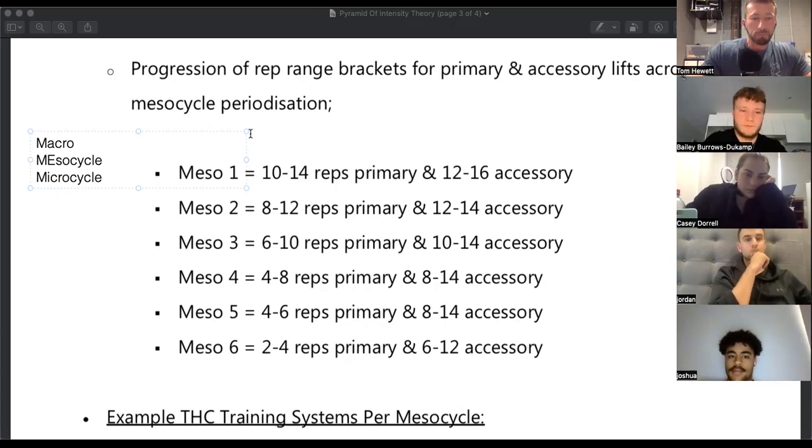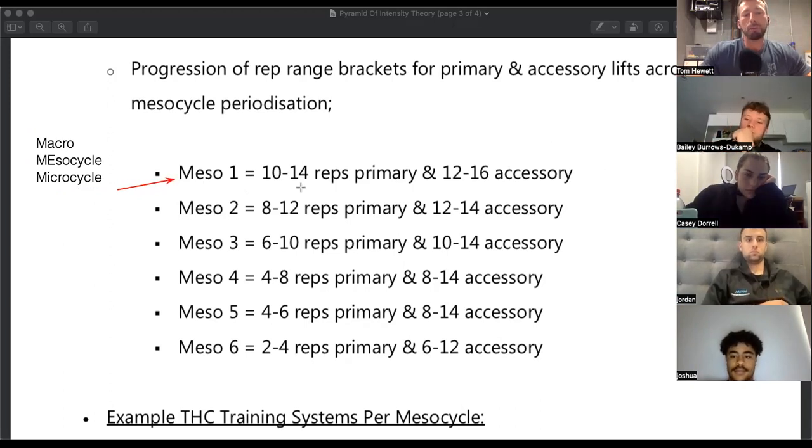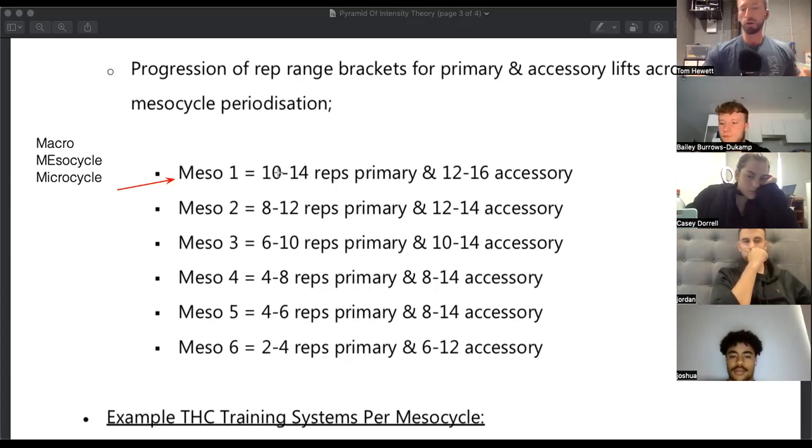So, all right, where are we? Phase 1, program 1, mesocycle 1: 10 to 14 reps for the primary lifts and 12 to 16 for the accessories. So they might be doing A1, A2, a unilateral, say a split squat and a dumbbell row, like a lower body push with an upper body pull.